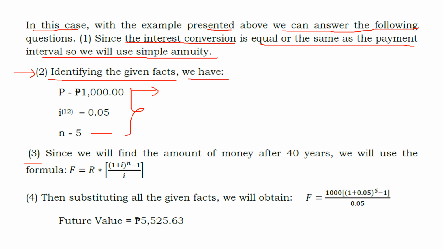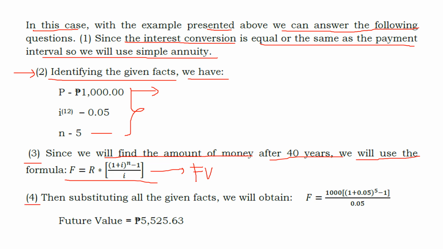For number 3, since we will find the amount of money after 40 years, we will use the formula F is equal to R multiplied by 1 plus I raised to n minus 1 all over your I. So this will be the formula for your future value now.